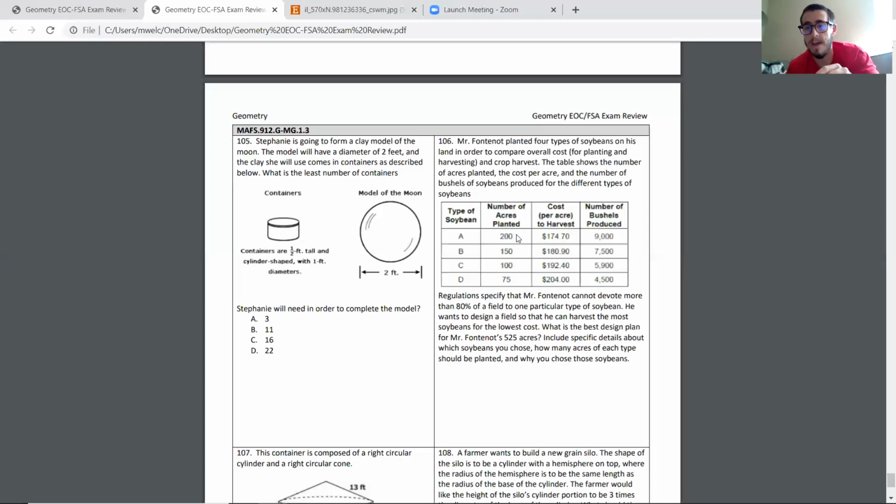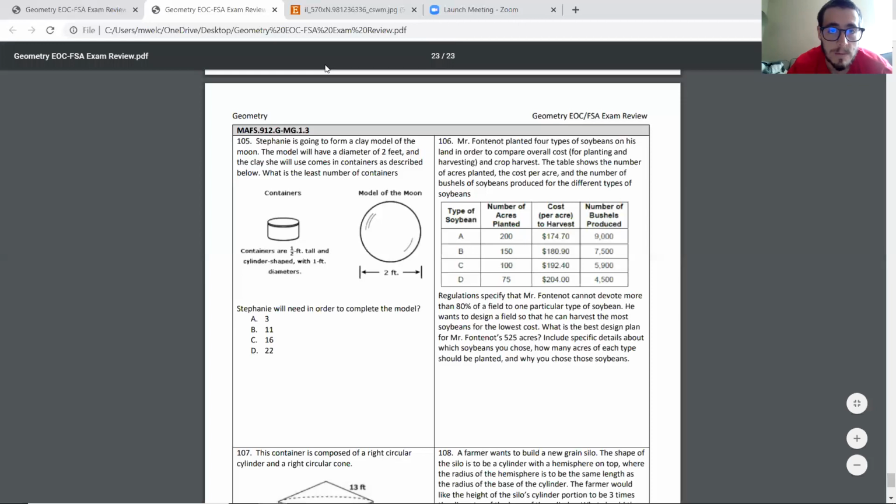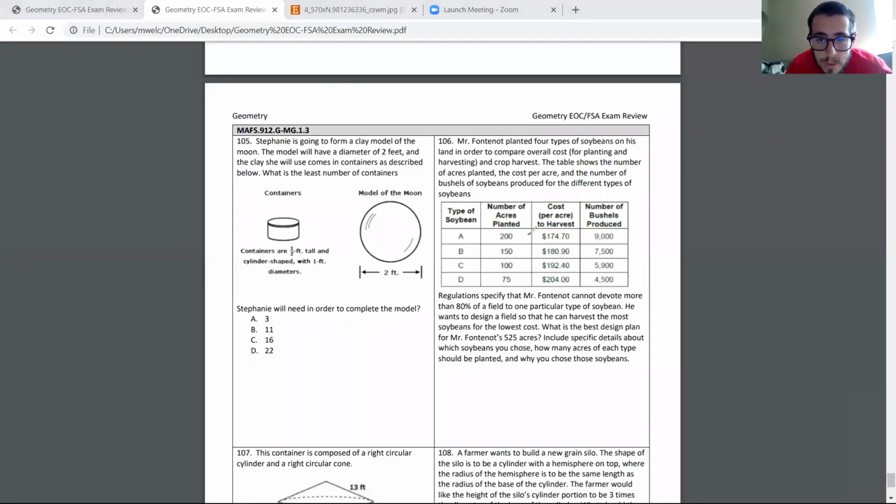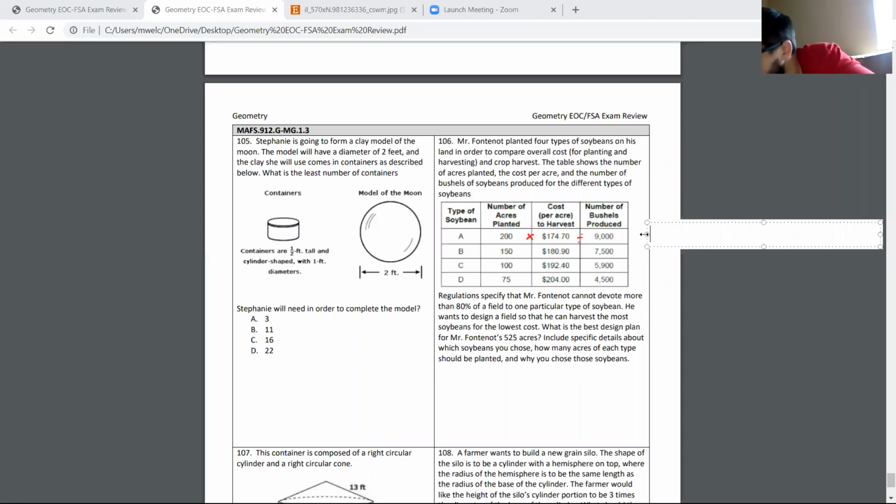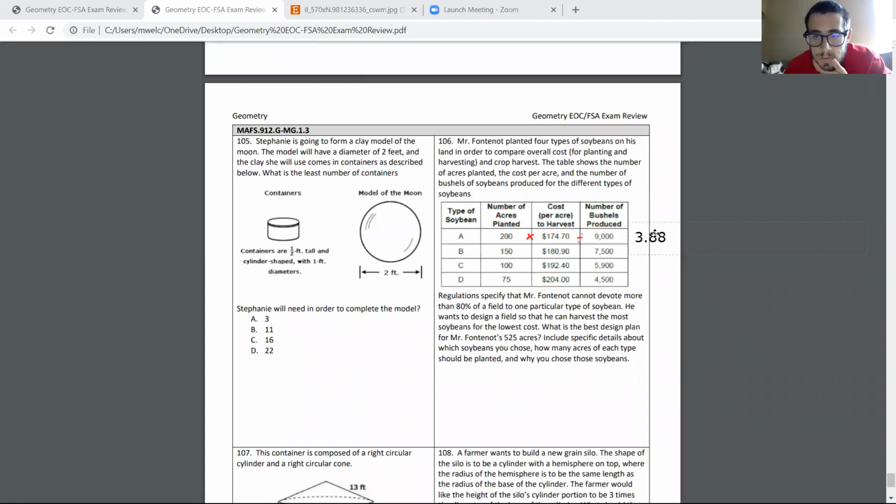So if you divide that by 9,000, you can actually see, in order to find the cost per bushel, which is what you're going to do, you're going to multiply those two numbers together, and then whatever you get, you're going to divide. And that's going to give you your total cost. So for this one, when you do 200 times 174.70 divided by 9,000, you get 3.88. That means per bushel on soybean A, it costs him $3.88.